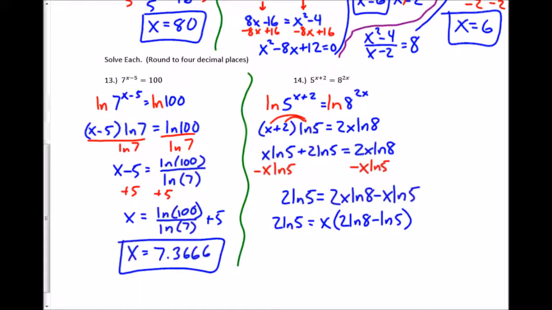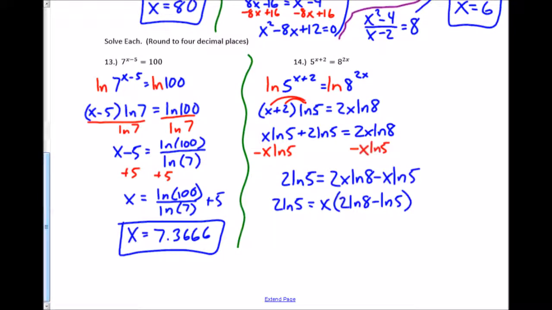And now what I have is x times a number. Granted, it's a very ugly number. That whole thing in parentheses is just a number. So I have x times that number. I'm going to divide by that number on each side. So I divide by that 2 natural log of 8 minus the natural log of 5. Whatever I do to one side, I have to do the other side. And then it just becomes a game of plugging into my calculator correctly.